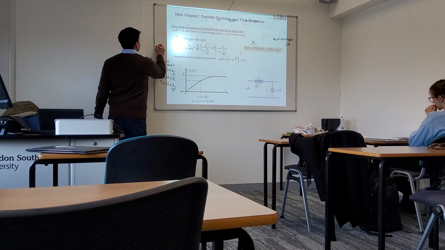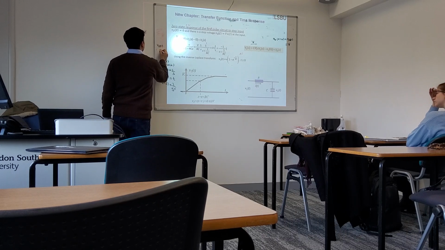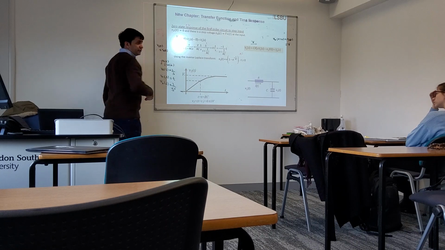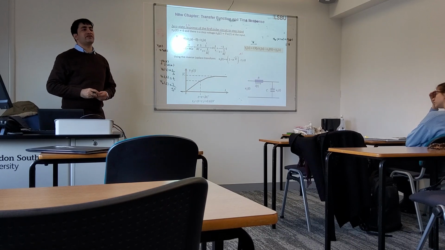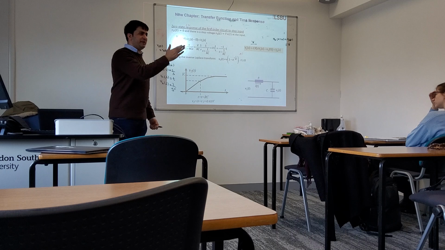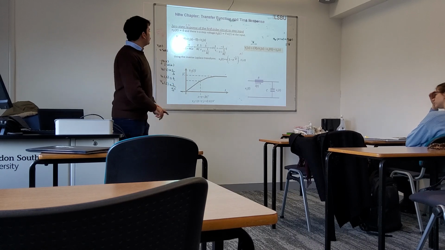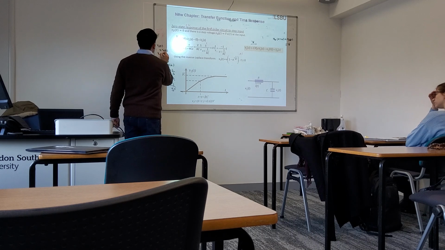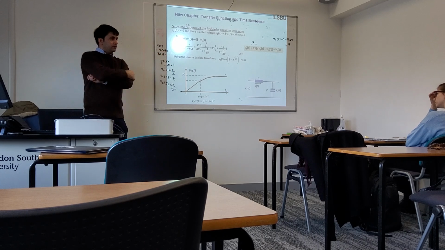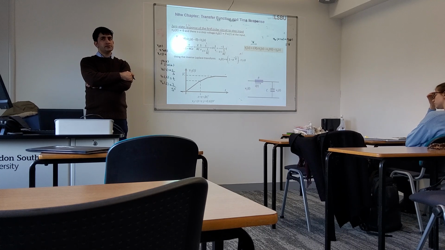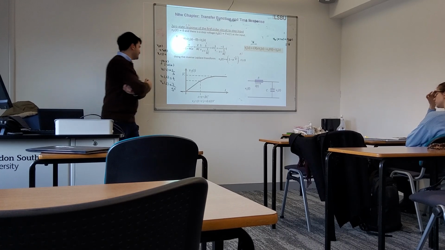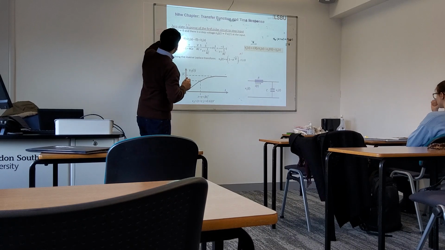If, for example, someone says that V1 of t was delta of t, which is the impulse response. If someone asked how your system would behave if we apply an impulse and then finish, what would be the input in this case? What would be V1 of s? What is the Laplace transform for impulse? What was the Fourier transform for impulse? 1. What is the Laplace transform for impulse? 1. Right? So in this case this would be 1.